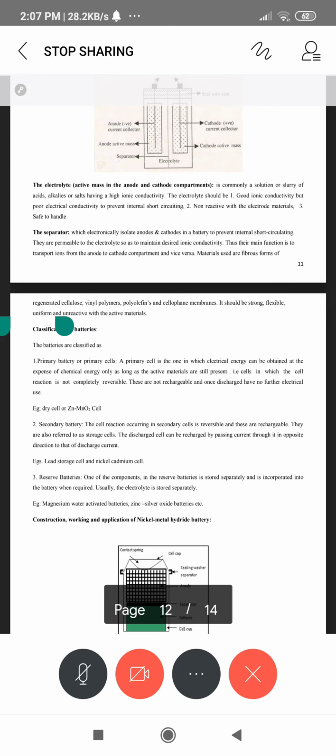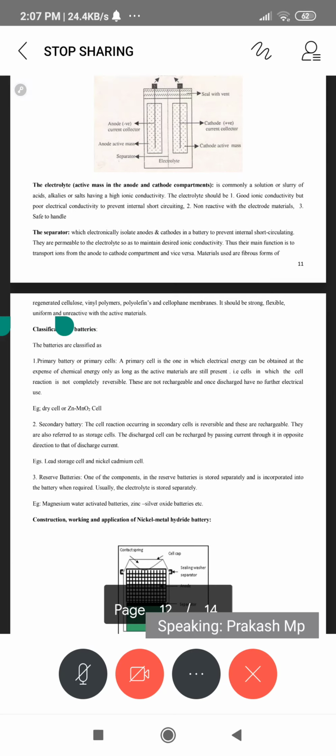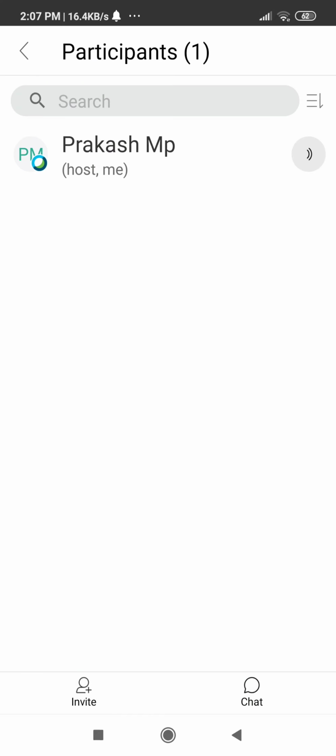So it is an alternative backup for some industries, houses, and including cinema theaters, whatever other offices we can use. So these are the characteristics and applications of batteries.